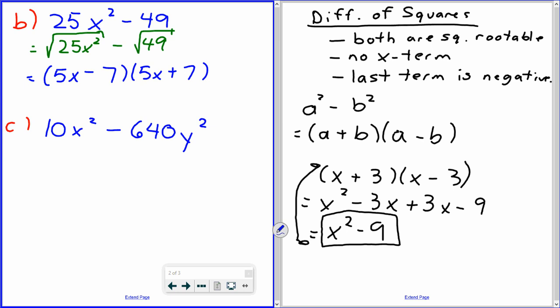Just hold on, guys, please. I'm going to FOIL this out just to make sure. So 25x squared, plus 35x minus 35x minus 49. And see, these guys are opposites, so they're just going to cancel. So it's going to be 25x squared minus 49.